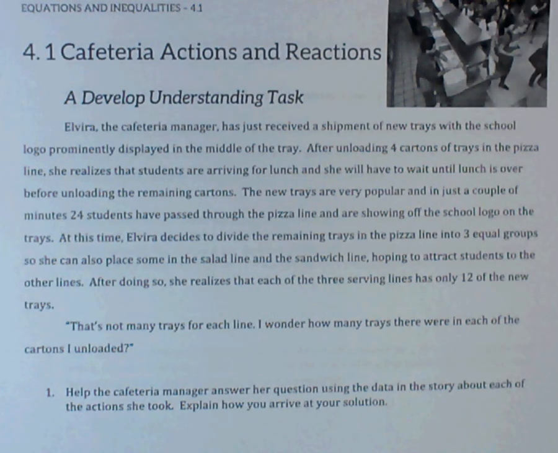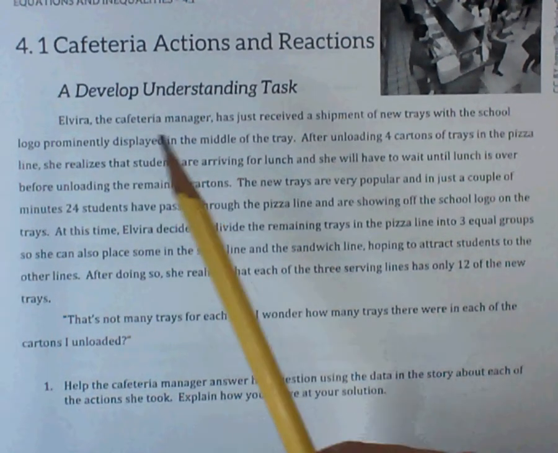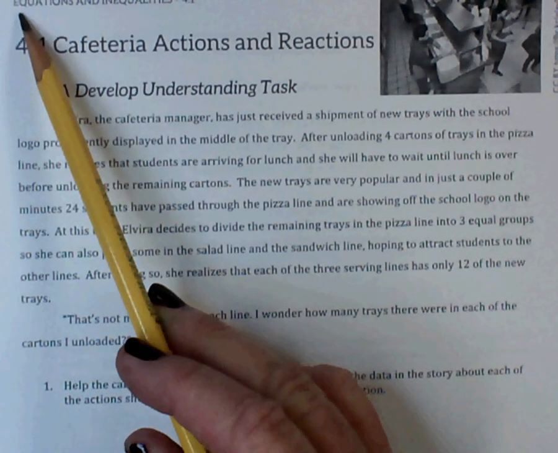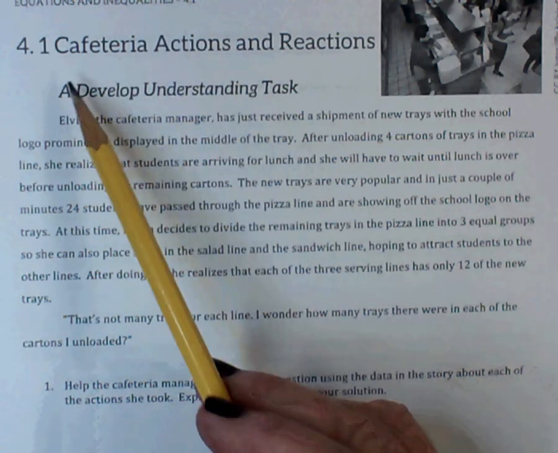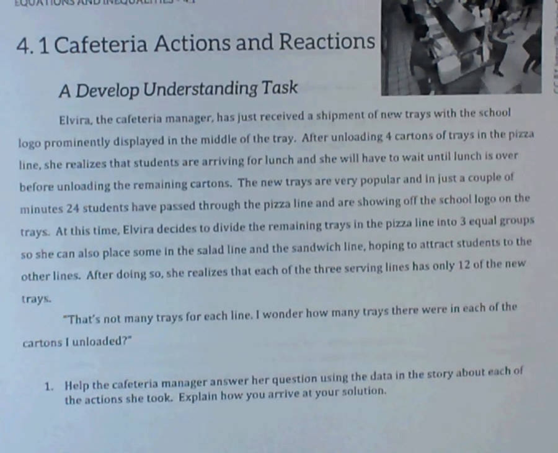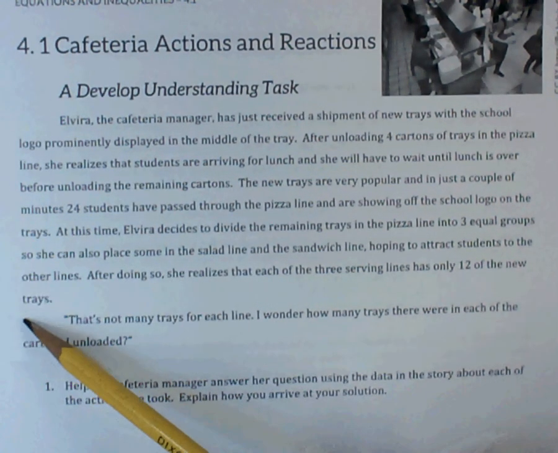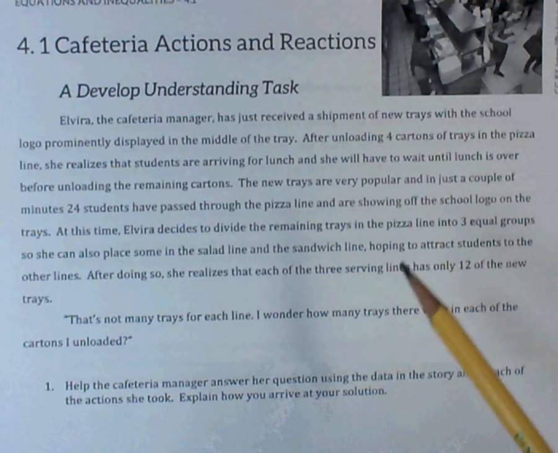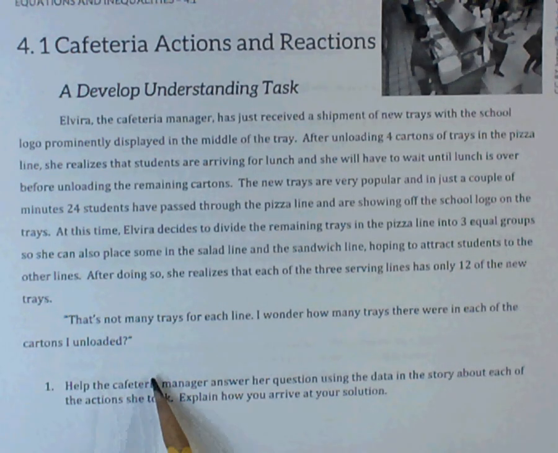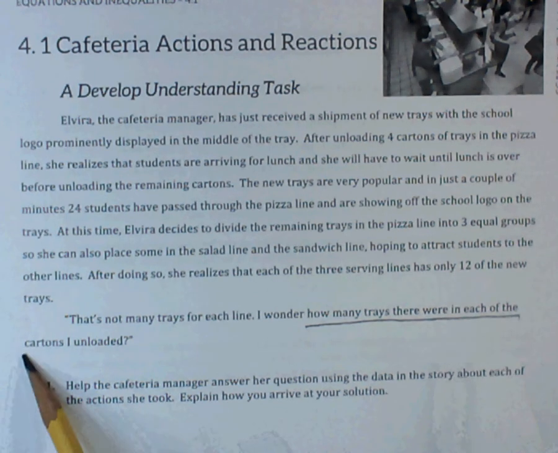All right, this is Miss Mills. I'm going to talk about 4.1. So we're starting Chapter 4, Equations and Inequalities, and 4.1 is a task called Cafeteria Actions and Reactions. And in class, we read and noticed things about this, and we ended up figuring out the answer to this question about how many trays there were in each of the cartons.